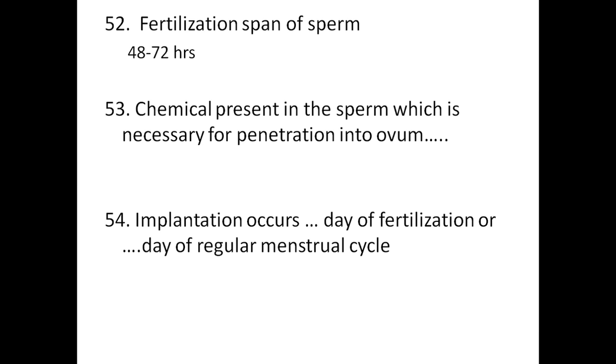The chemical present in the sperm which is necessary for penetration into the ovum is called hyaluronidase. Implantation occurs almost on the 6th day of fertilization, which corresponds to the 20th day of a regular menstrual cycle.